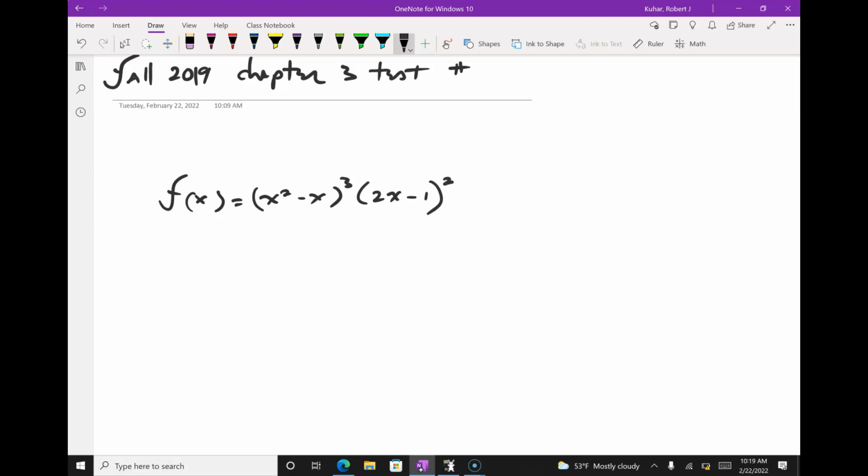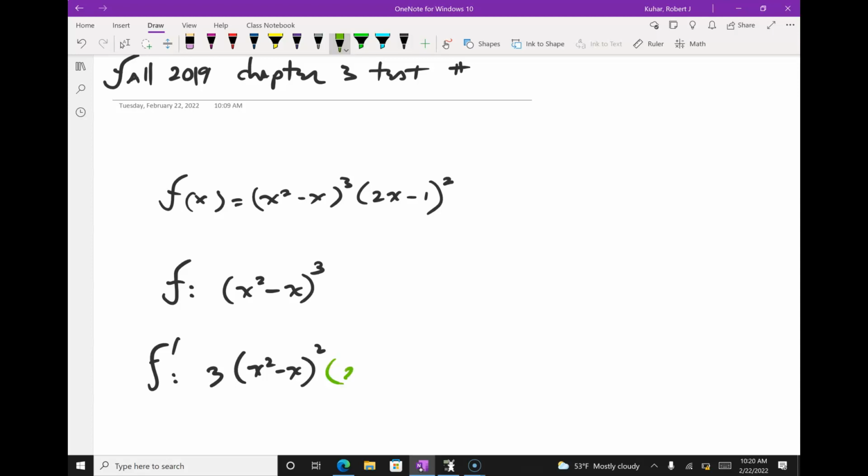So first function is x squared minus x quantity cubed. What's the exterior function? It's an x cubed, right? So when I take the derivative of an x cubed function, I get 3 times x squared, right? So f prime is 3 times (x squared minus x) all to the second power. Notice I kept the cat in the box. But now I need the inside prime. What's the inside prime? 2x minus 1. Good.